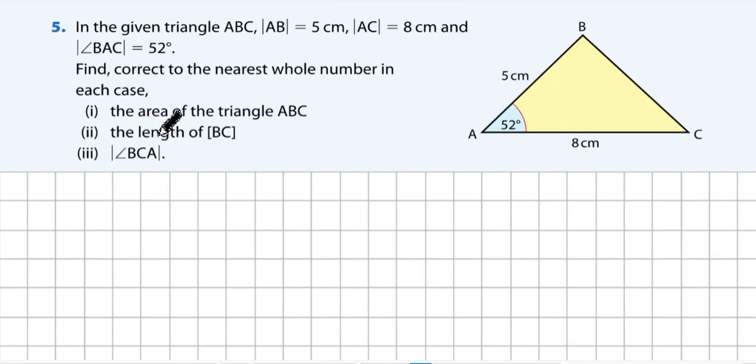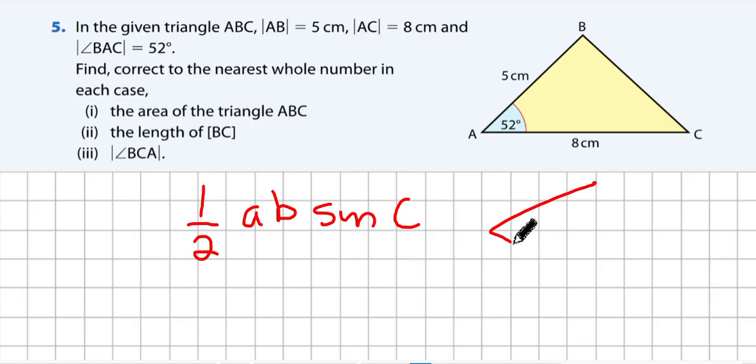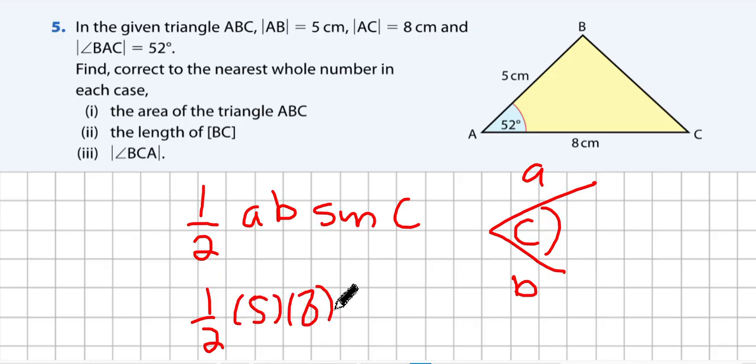Guys, area of a triangle, yeah? There's a formula for that. It's a half AB sine C. Do you remember how we do this? It's the angle that's stuck between two sides. So 5 and 8 pin into 52, so you're going to say a half 5 times 8 sine 52, and that'll give you the area of your triangle. So go and give it a go.